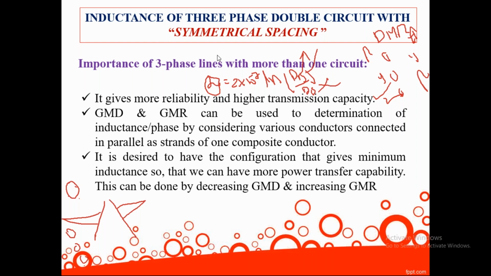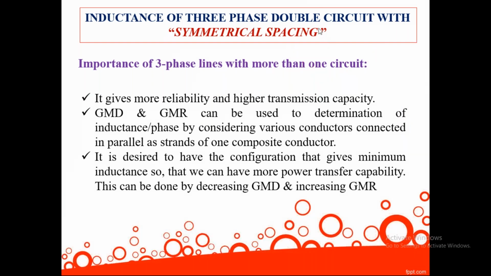So why can we transfer maximum power by doing this? We have the formula for the power: P is equal to E into V divided by X sin delta. This is the power delivered from source to load. So this is the equation we can write. Here P is the transferring power, E is the sending end voltage, V is the receiving end voltage, and here delta is the angle between sending end and receiving end voltage, and X is the reactance.